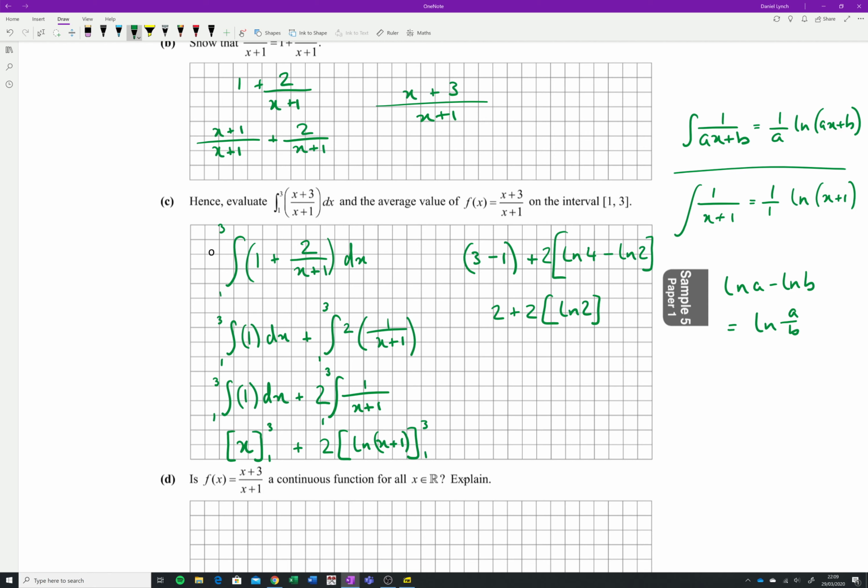And there you have it. What am I forgetting? Nothing. 2 plus 2 ln 2. You can factorize out a 2 if you want.